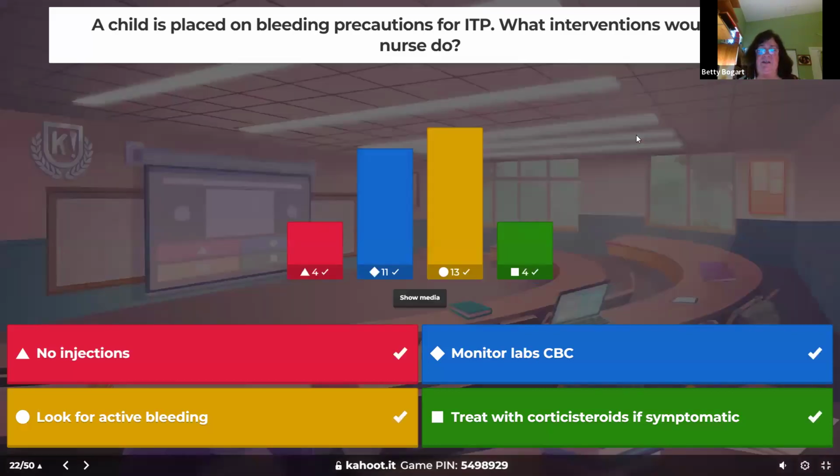B. No injections. You're going to be monitoring that CBC, looking to see is the IVIG or the anti-D working? And then always looking for active bleeding, the gums, the urine, the stools. And then I said, we do treat with corticosteroids sometimes.